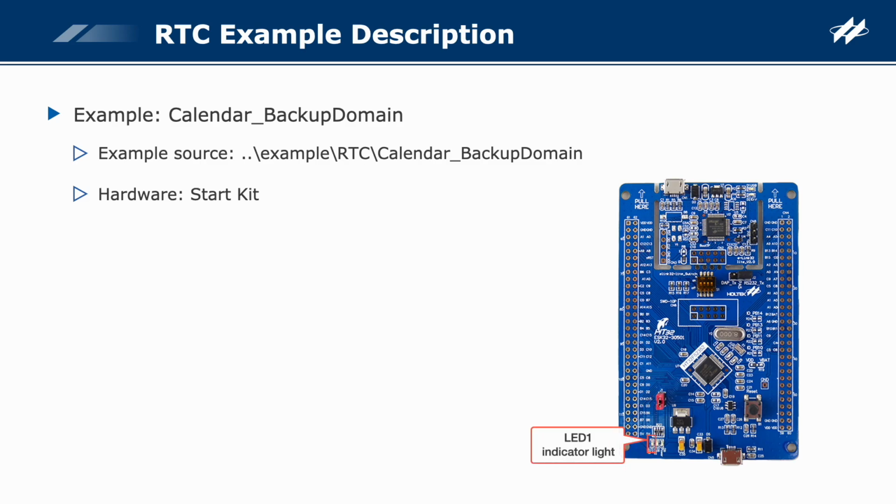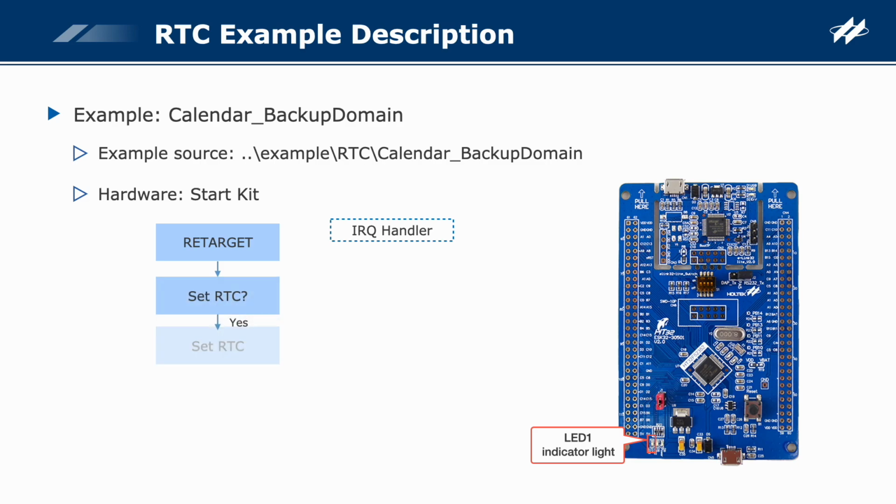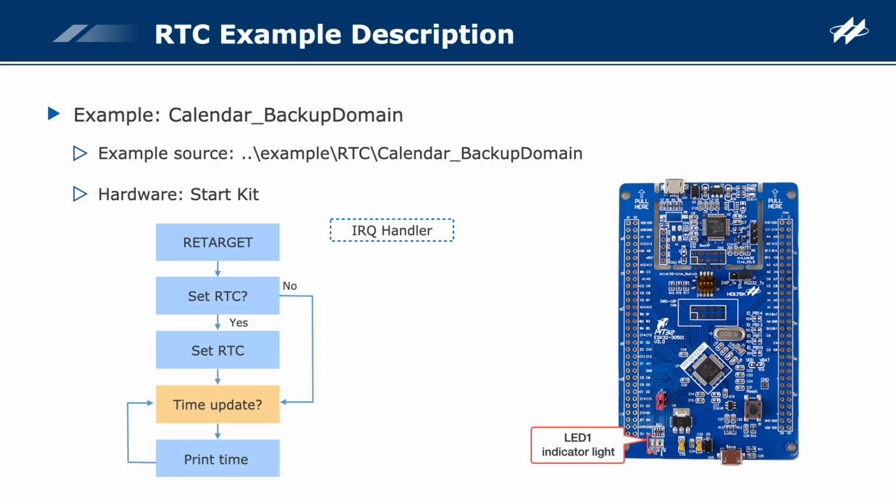During the experiment, you can observe the changes in the LED 1 indicator light on the start kit carefully over time. The program is divided into two parts: the main loop and the interrupt service routine. The example program first determines whether RTC configuration is required after startup. It then enters the main loop to monitor the time update flag, prints the time when it has updated.